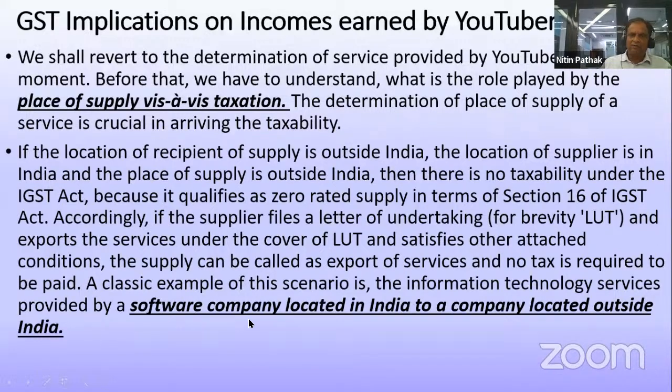A classic example is a software company located in India and a company located outside India. Suppose I am supplying software outside India and the location of the supplier is in India, then this would be a case of export of service. So many companies in India are doing software work, supplying outside India, where the place of supply is outside India, because they go to their server and do the work. And they receive the money in foreign exchange. So that's why it is covered under section 16 of IGST, and it is called export of services, zero-rated, as with SEZ and SEZ developers.